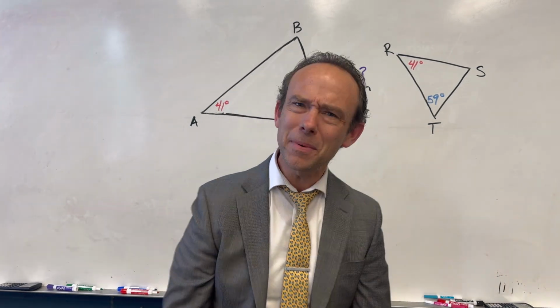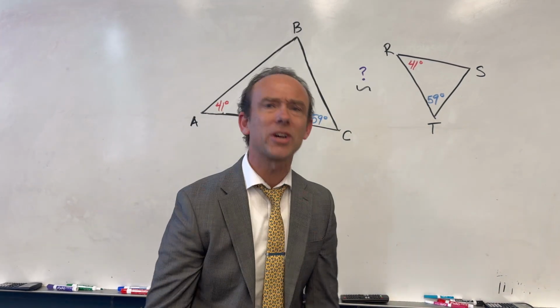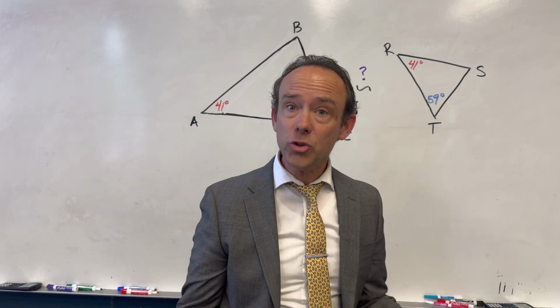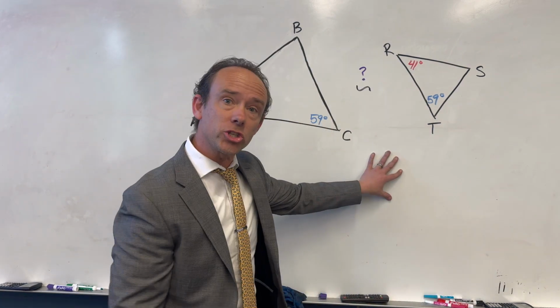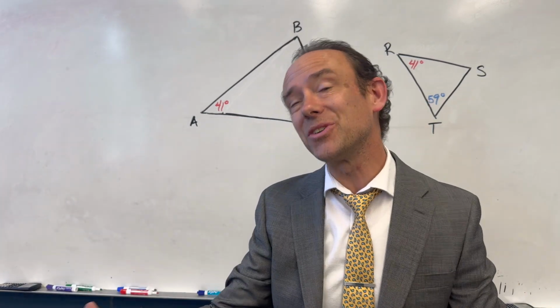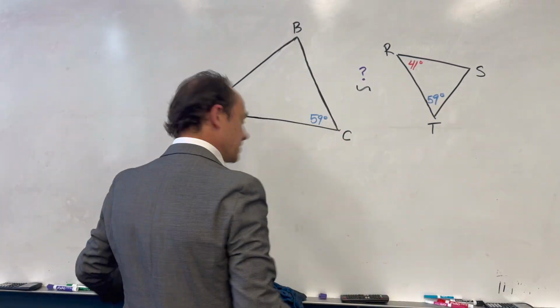And let's talk about this. We're going to prove these two triangles are similar by angle. So in order to do that, what we've got to do is first show that we've got two sets of corresponding angles that are equal. Well, let's go get it.